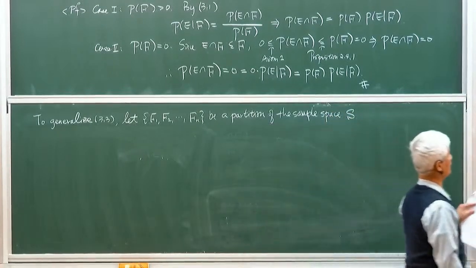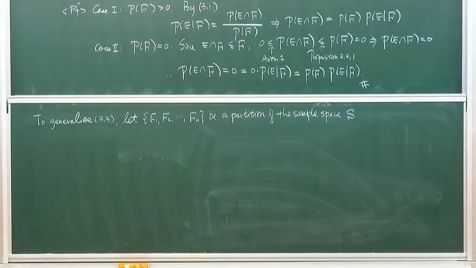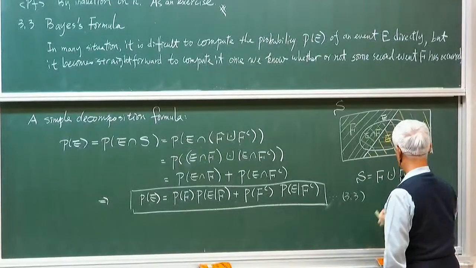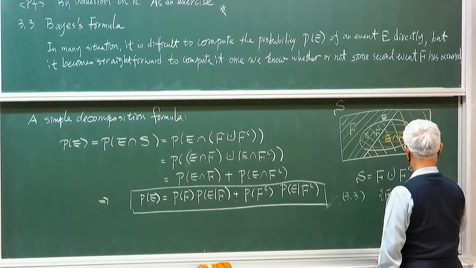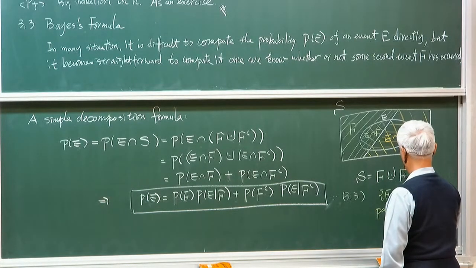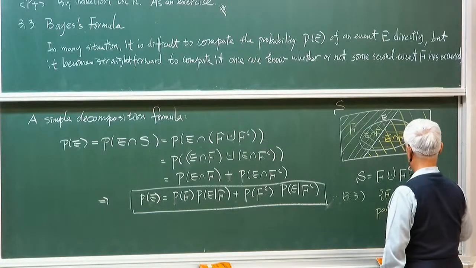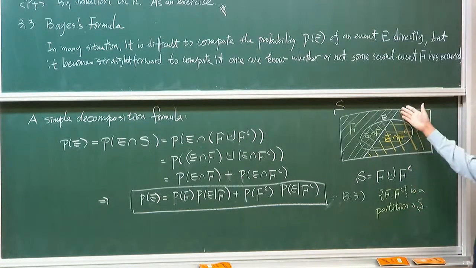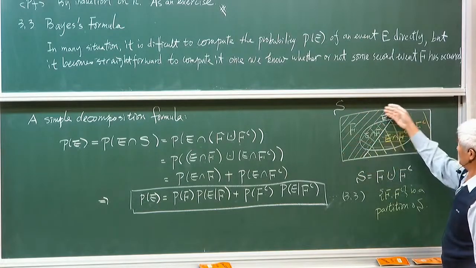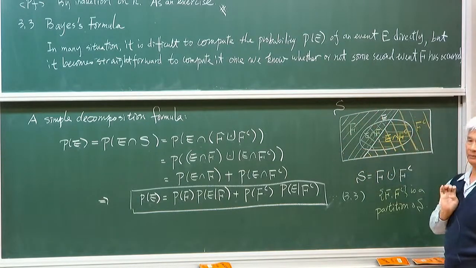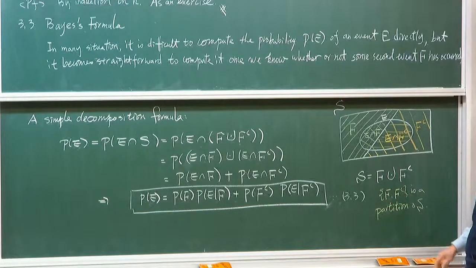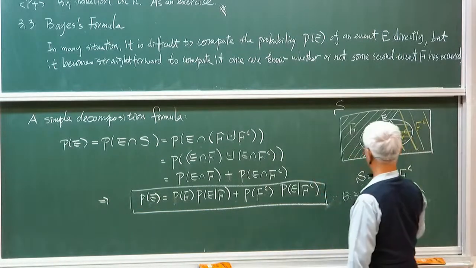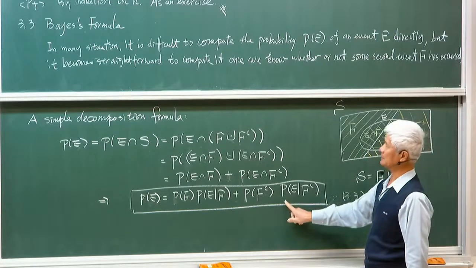By the way, we can see that the collection consisting of F and F complement is a partition of the sample space. That is simple because the sample space is divided into two parts, F and F complement. This collection is a partition of X, a simple partition, and with it we have the simple decomposition formula.